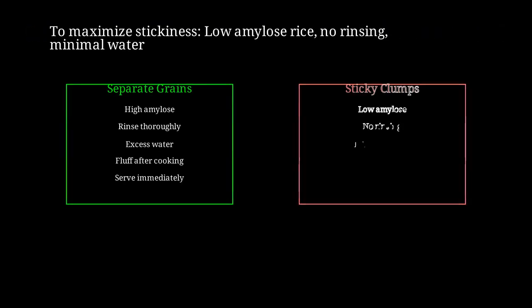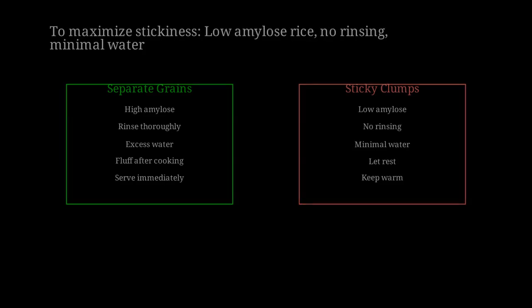Here's a summary of process parameters. On the left, conditions for separate grains. On the right, conditions for maximum stickiness. These represent opposite ends of the texture spectrum.